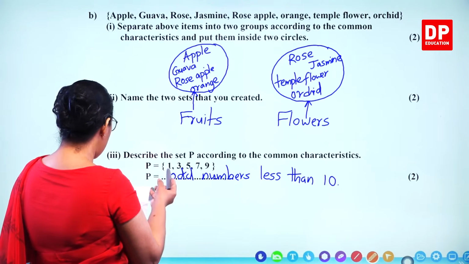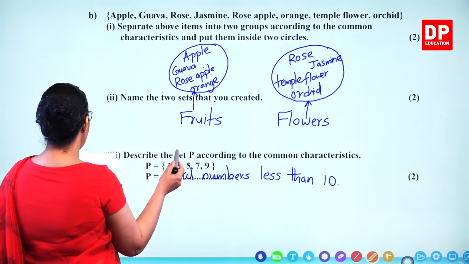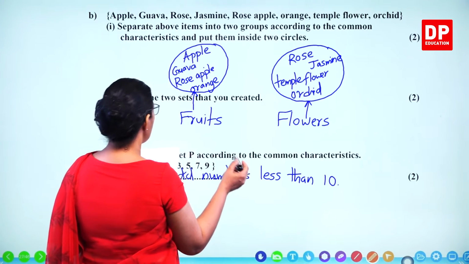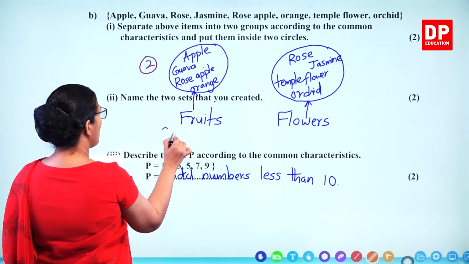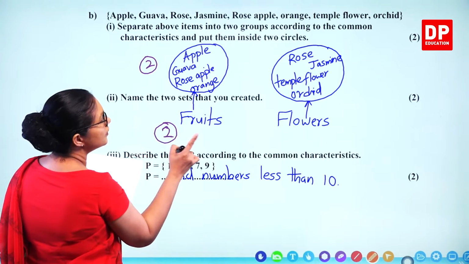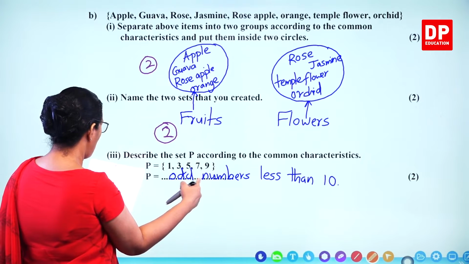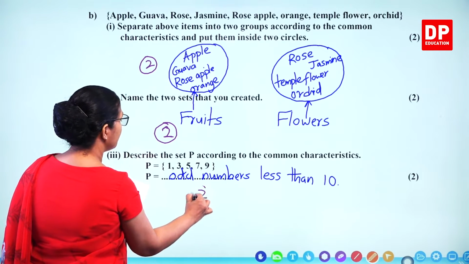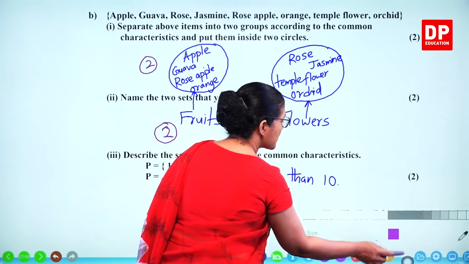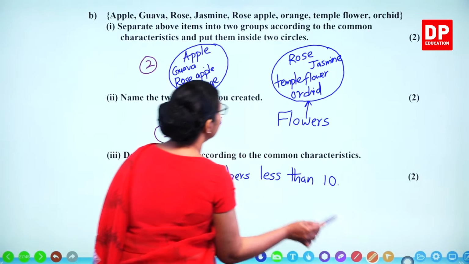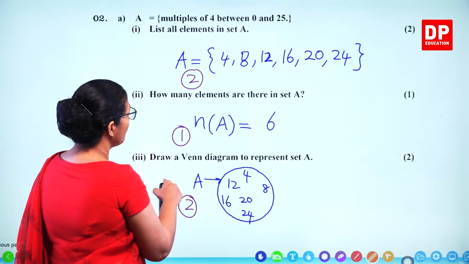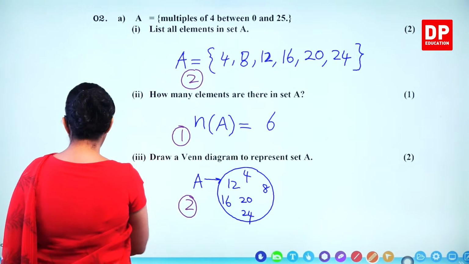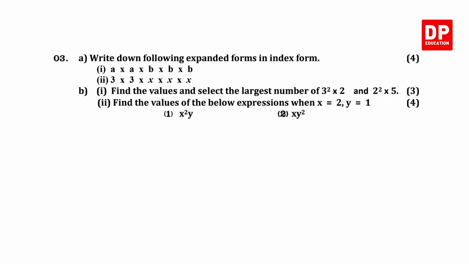Drawing this, you get 2 marks. Giving names, 2 marks. And this is also 2 marks. So 6 here and 5 here, 11 marks. Let's do question number 3.